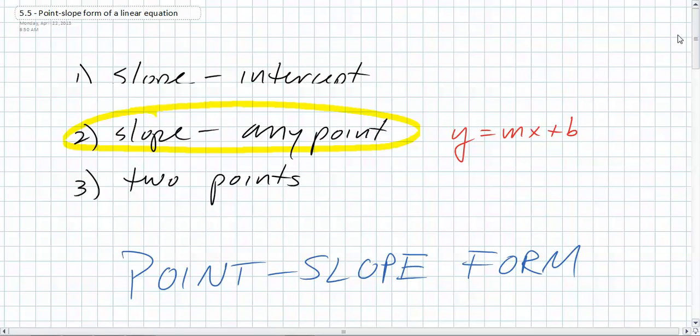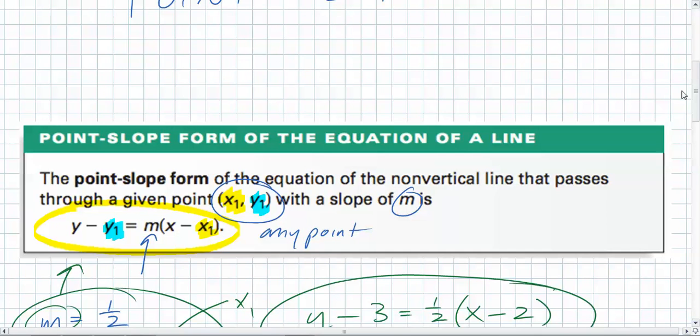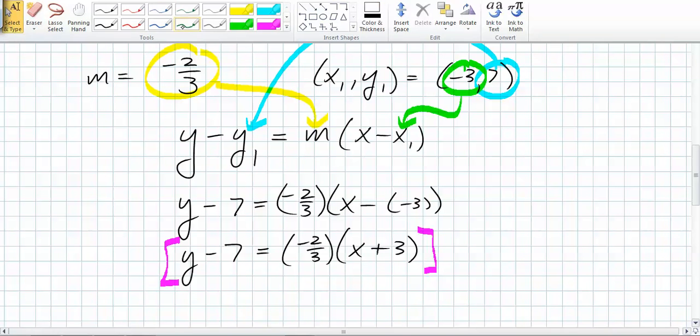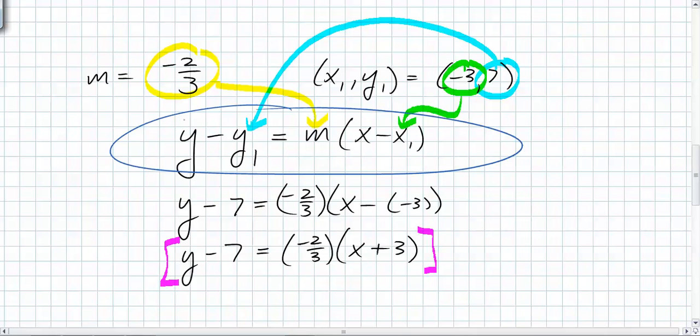So to recap, we're starting from the position of having a slope and any point, and we're using point-slope form, which is an equation for a line which says the point-slope form of the equation of the non-vertical line that passes through a given point x1, y1 with a slope of m is y minus y1 equals m times x minus x1. So the thing you really have to memorize, it just has to be automatic, is this right here. Y minus y1 equals m times x minus x1.